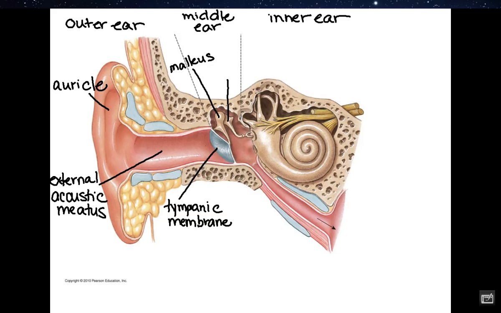The one that's right next to it is the incus, and that's usually called the anvil. And then the small kind of horseshoe-shaped one to the inside is the stapes, sometimes referred to as the stirrup, because if you look at the shape, it looks like a stirrup from a horse, or on a horse's saddle, I should say. Underneath the stapes is the oval window, so that is that round shape underneath there. And then beneath that is the round window.